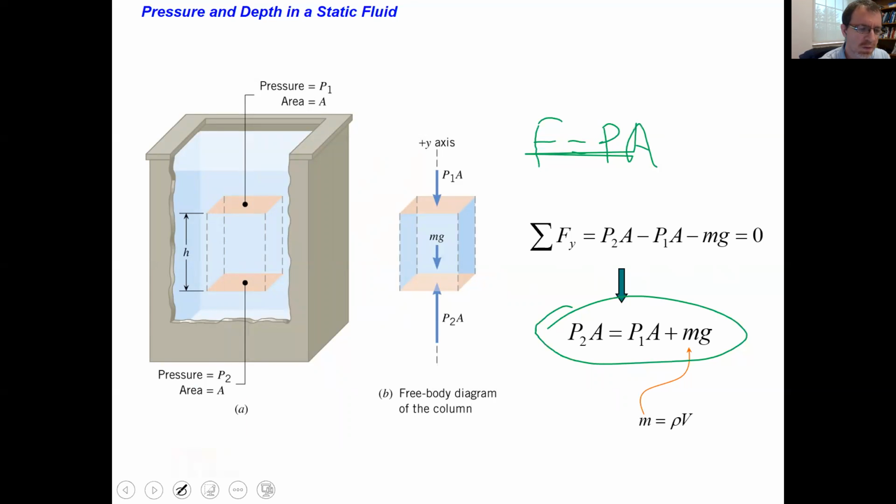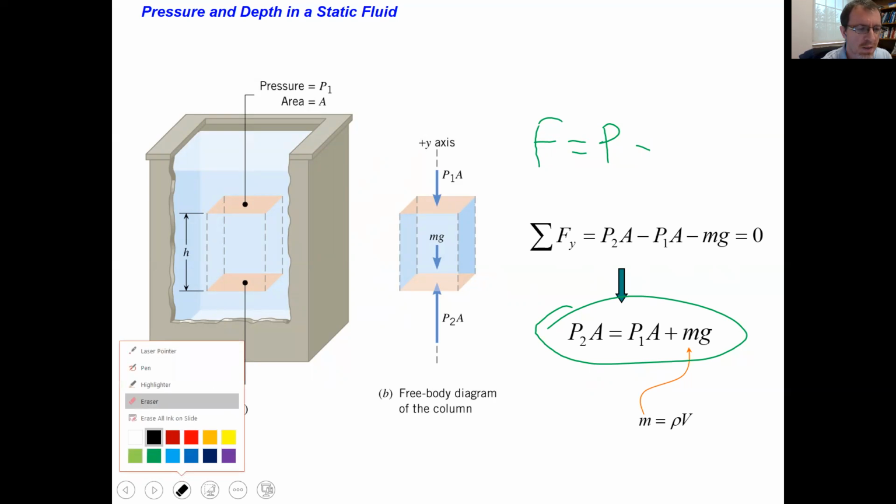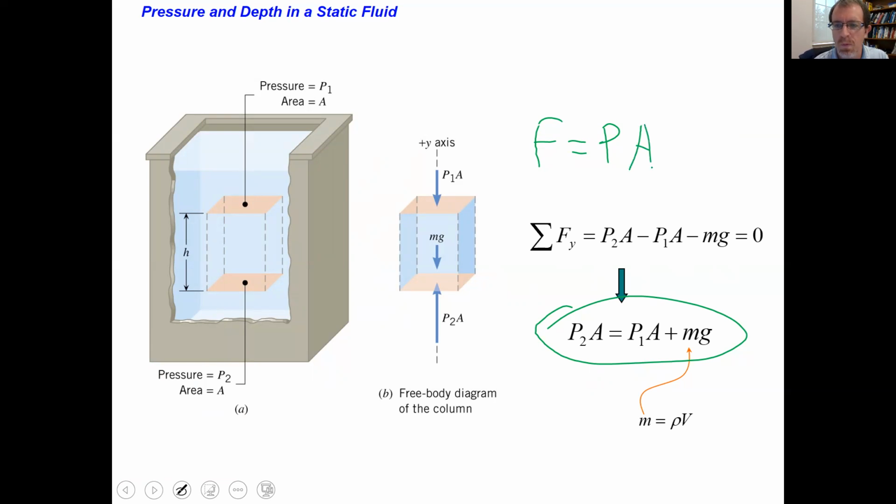So when we've got P times A anywhere, we should keep in mind that P times A is force. So we've got pressure times area is equal to pressure times area plus mg. And what I'm going to do here is, instead of having 2 and 1, I'm going to replace this. Let's make this pressure at bottom and pressure at top, because those are the two surfaces, really. It's the bottom surface and the top surface.